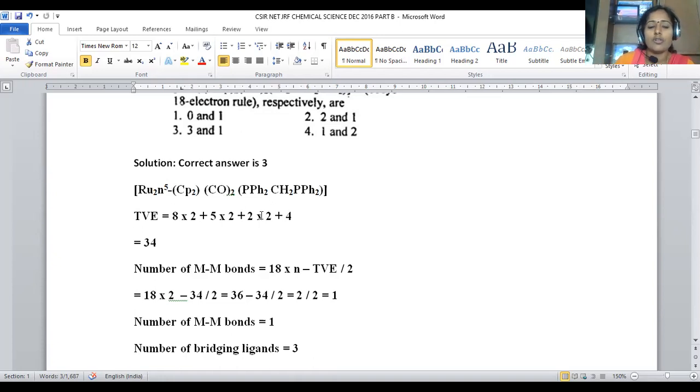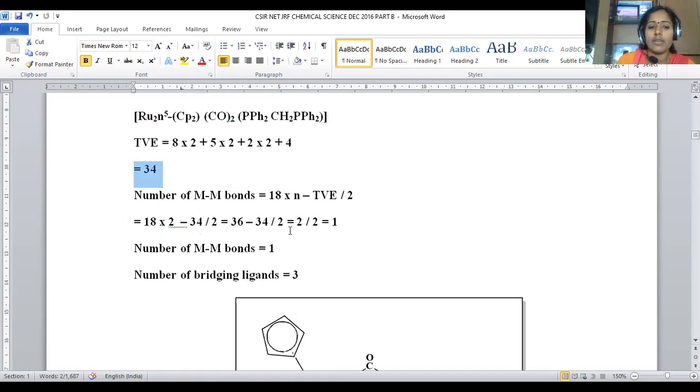Carbonyl group. How many carbonyl groups are there? 2 carbonyls, each contributing 2 electrons, so 2 into 2 will be taken, and the PPh2CH2PPh2 ligand contributes 4 electrons, it being a bidentate ligand. So this is the possible total valence electron count. Then we get 34 electrons present in the given complex.